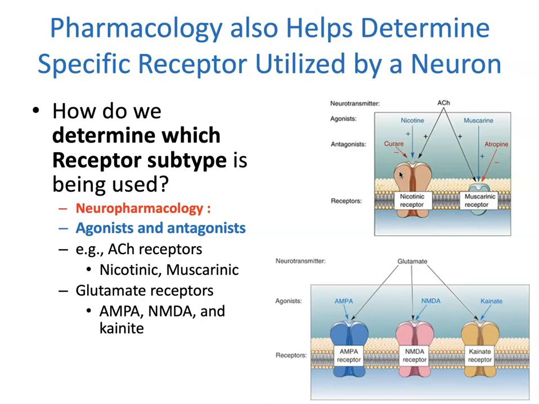It's very common that neurotransmitters will bind to more than one type of receptor. For example, here you have acetylcholine. Acetylcholine can bind to a nicotinic acetylcholine receptor, and it can also bind to a muscarinic acetylcholine receptor. How do we figure that out? Well, we used pharmacology. Curare is a poison that was utilized by many indigenous populations for poison darts.